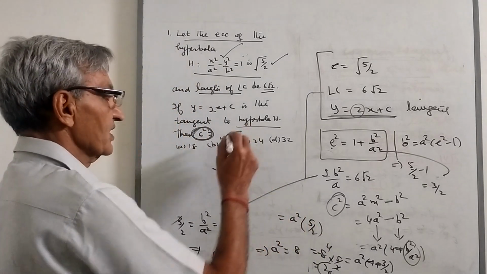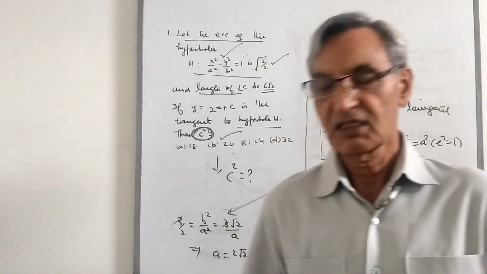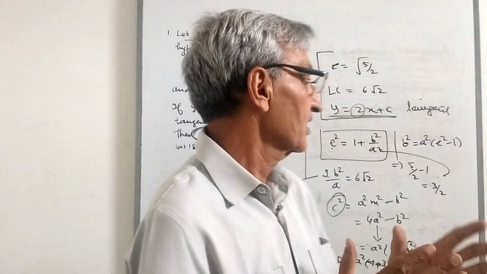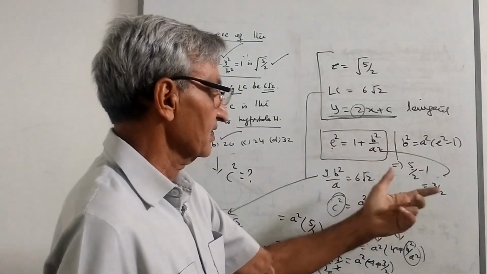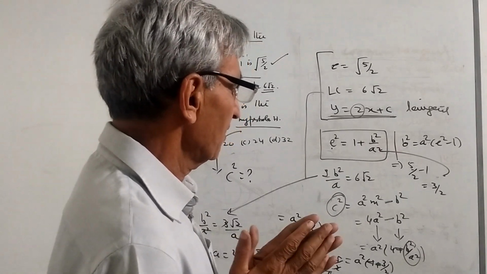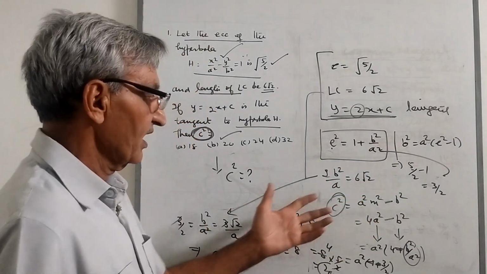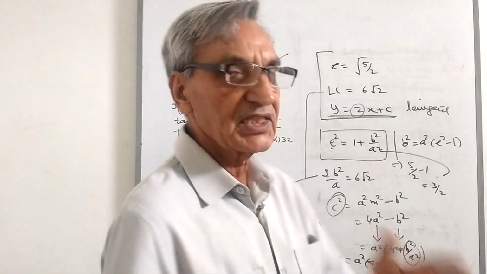My answer is 20. I used the concept of eccentricity, that e square is equal to 1 plus b square upon a square. I got b square upon a square like this, then used the latus rectum, and the condition for the tangent. So these are the two questions.